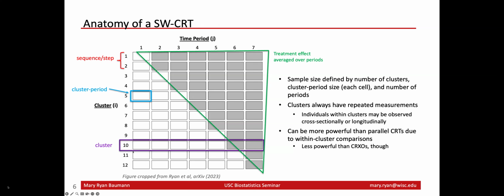And what we're doing here is essentially randomizing each of these clusters to what we call a treatment sequence or a treatment step. So the timing at which they're going to cross over from the control condition to the treatment condition.